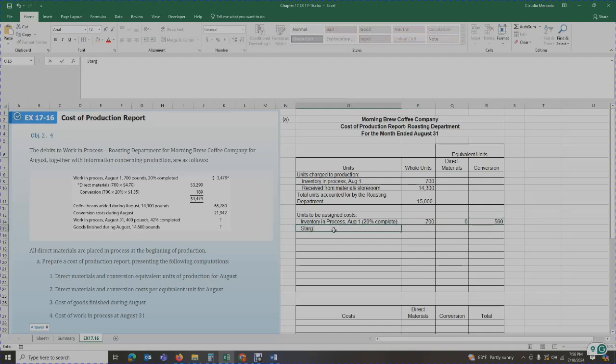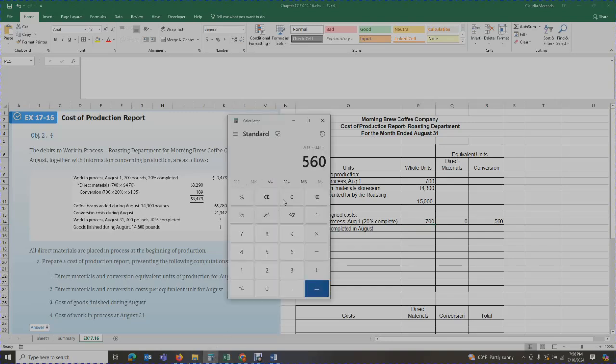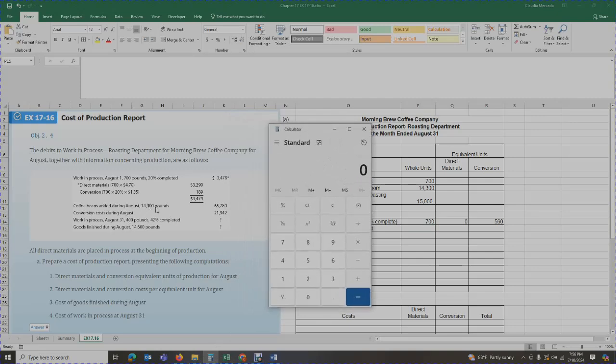Now, let's focus on the next part. This is the one that started and completed in August. So, we have to do a little bit of critical thinking. We started and completed in August. Let's look at the problem. It says that we put into production 14,300 pounds. And then it says that out of those 14,300 pounds, 400 pounds were not completed. So I'm going to deduct them.